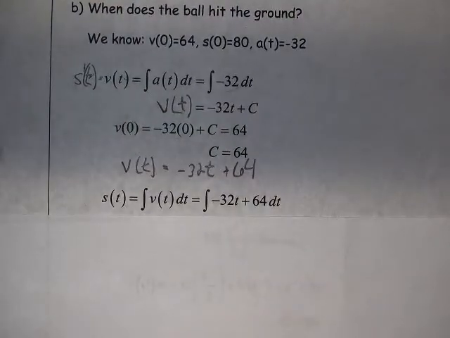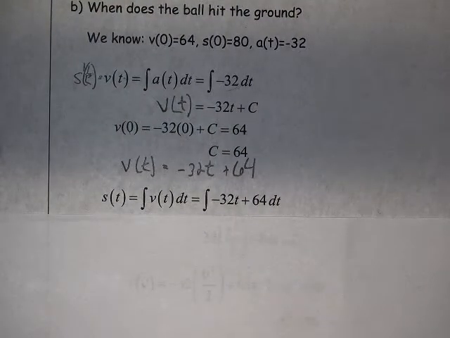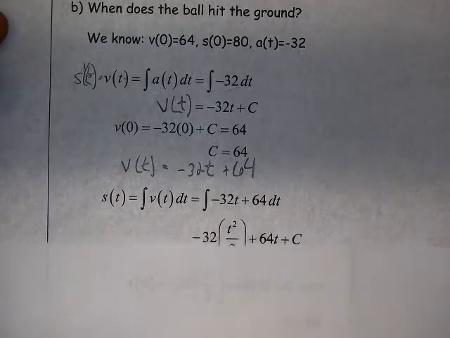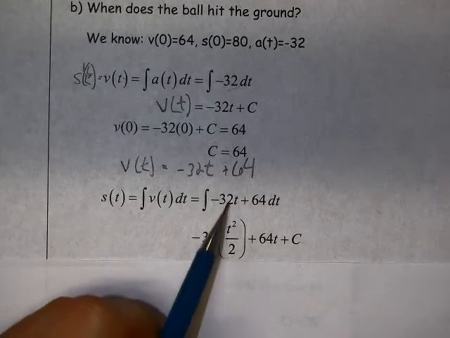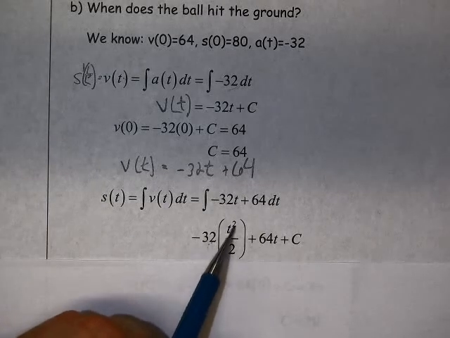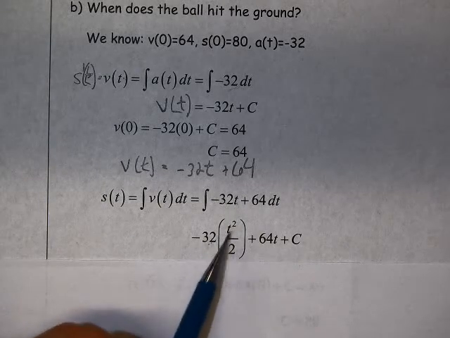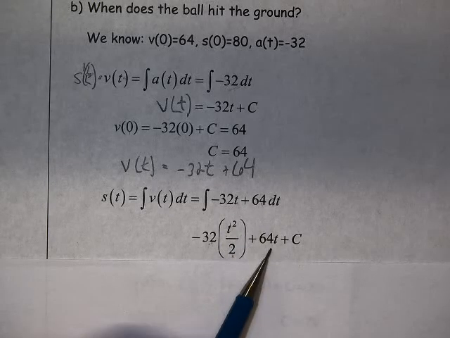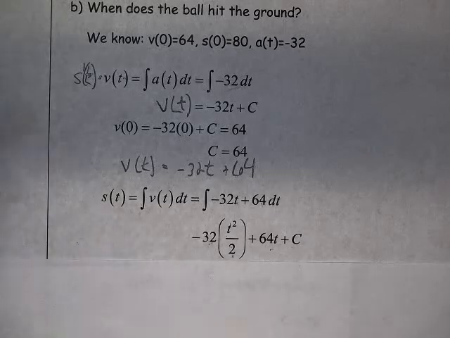Now I want the position, so I'm going to take the antiderivative of velocity, the antiderivative of negative 32t plus 64. So I leave the negative 32 coefficient. I add 1 to the exponent, divide by the new exponent. It gives me t squared over 2. 64, the antiderivative of that is 64t, and I have another plus c.